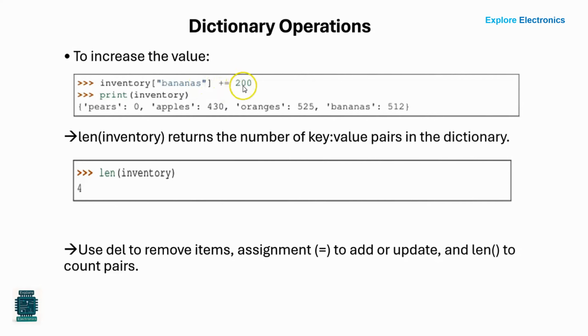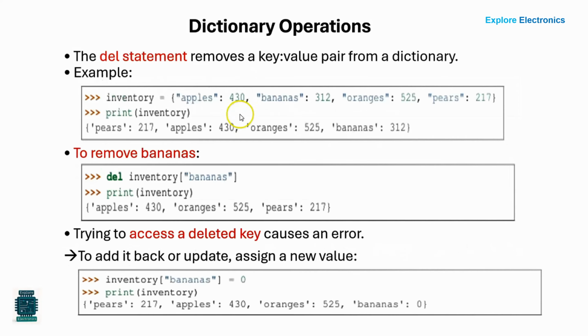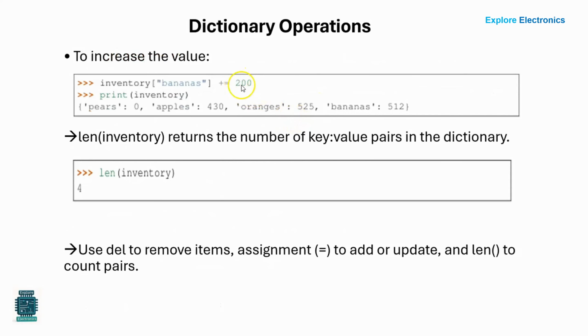plus equal to 200. I am increasing the banana value by 200. Before, if you observe here, bananas was 312. To that 312 only I am adding 200. Here the bananas will be 512. It will just update because I have increased the value of bananas by 200. To the previous value only it will add 200. That's why it is the updated value of bananas.